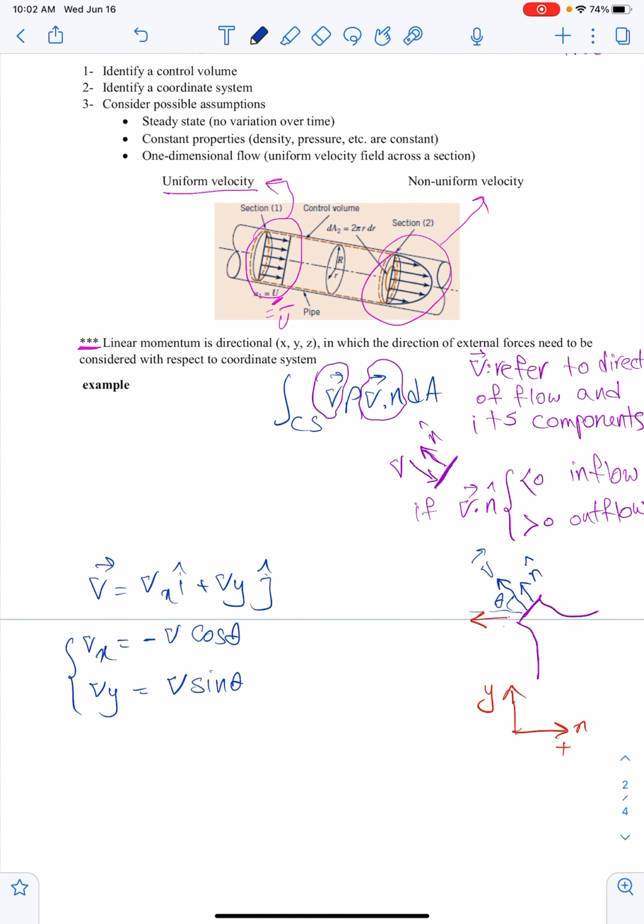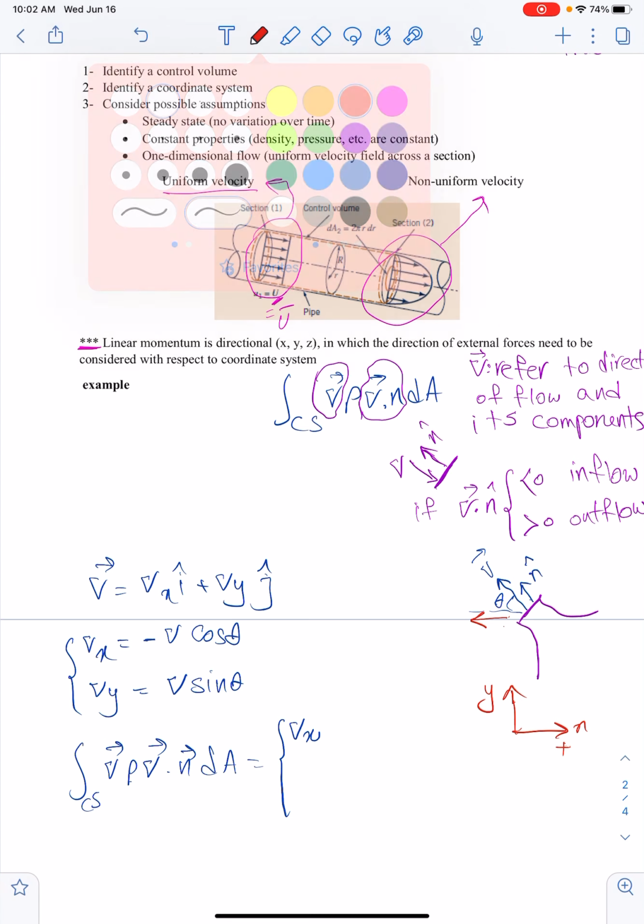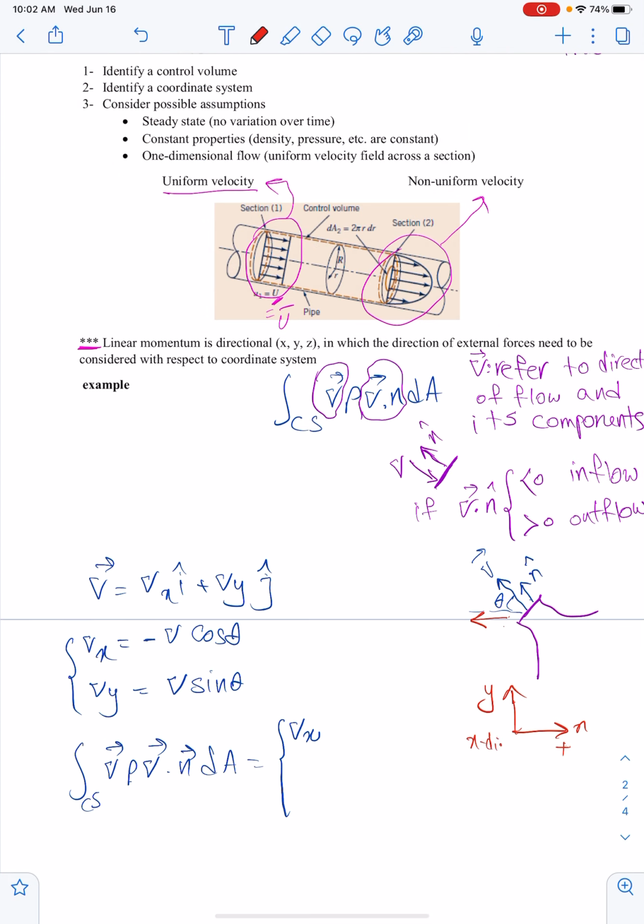And also now if I consider this formula, which is the part of the linear momentum, we have Vx here for the x direction. This is why we say that the linear momentum is directional, right? We're going to consider the x direction, and we are going to consider the y direction.